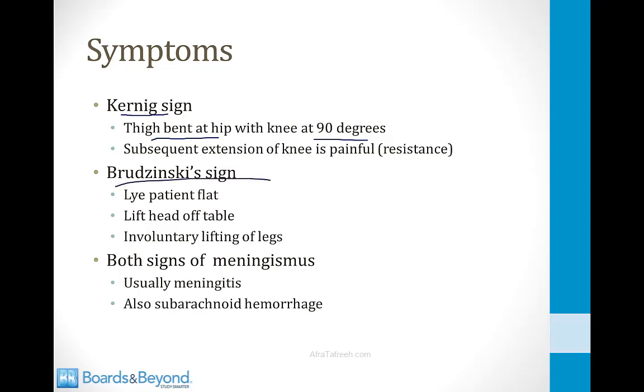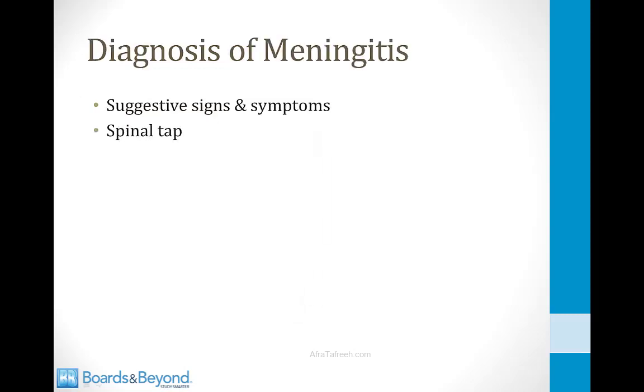The second sign is called Brzezinski's. So you lie the patient flat, you lift their head off the table, and they will involuntarily lift their legs to try and relieve the pain and discomfort. Both of these are signs of what's called meningismus, which is irritation of the meninges. Usually that's from meningitis, but you can also see this in subarachnoid hemorrhage. I've never seen anyone do any of these things anymore. They're largely historical. The way we diagnose meningitis in the modern era is by suggestive signs and symptoms, and then we do a spinal tap.